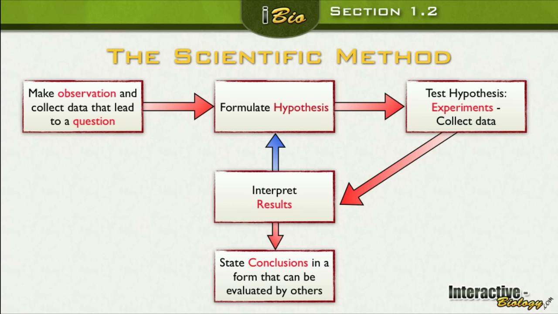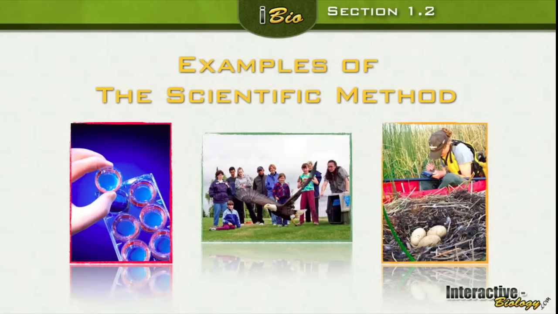And that is the full scientific method, starting with an observation leading to ask a question. Let's do this together so we can know this too. You start out making an observation that leads you to ask a question. And then you do what? Formulate a hypothesis. And then you test your hypothesis with experiments. And then you interpret your results. If it contradicts your hypothesis, then what do you do? Reformulate a hypothesis or formulate a new hypothesis. If it supports your hypothesis, then you do what? State a conclusion in a form that can be evaluated by others.